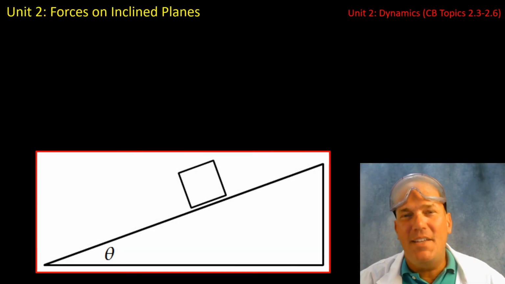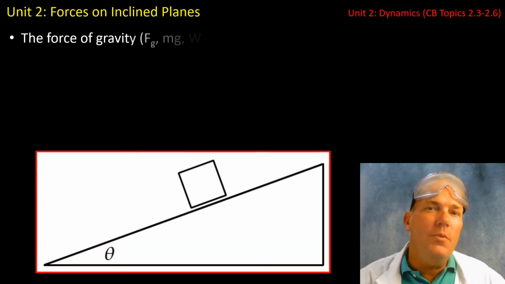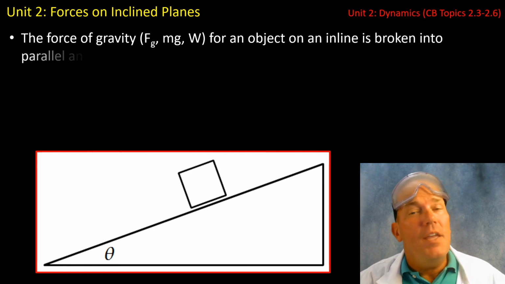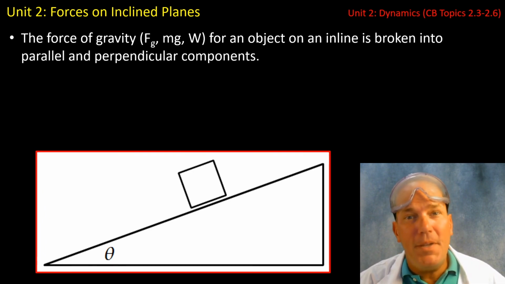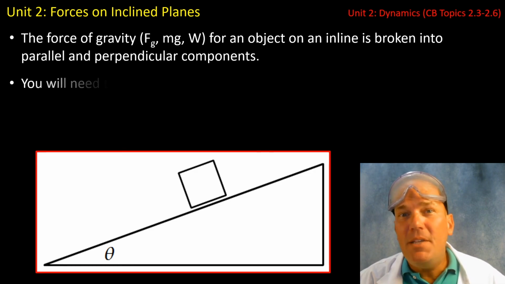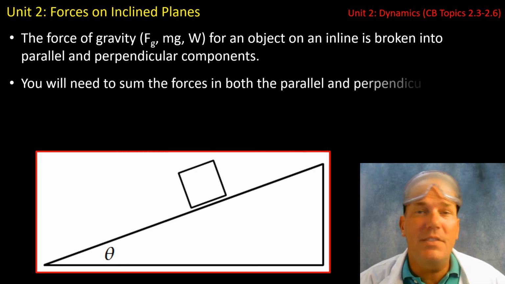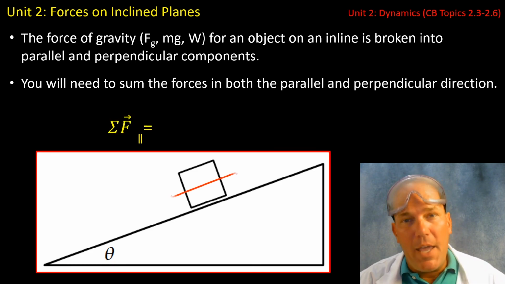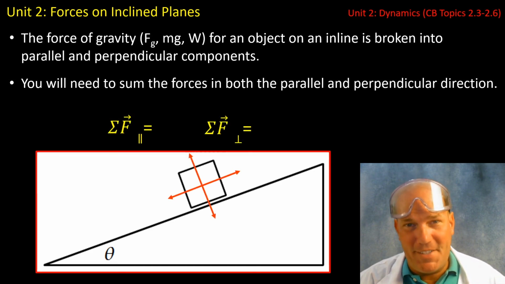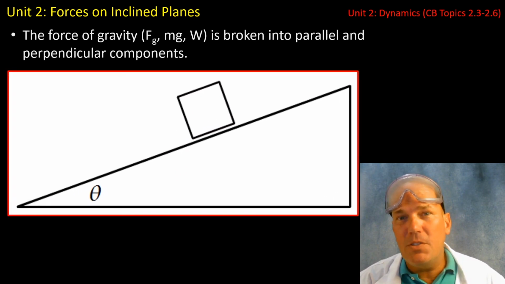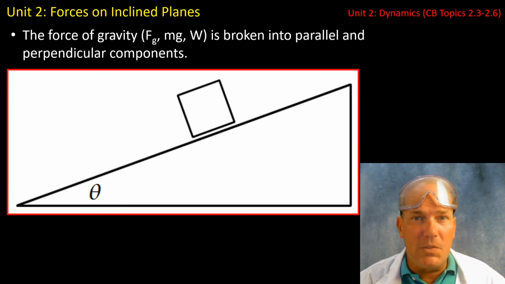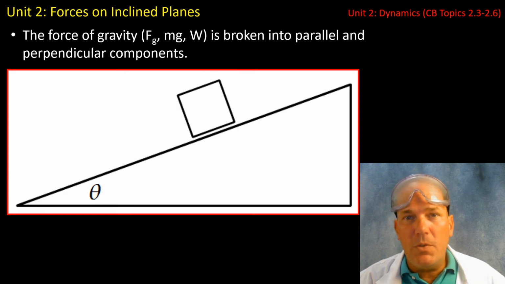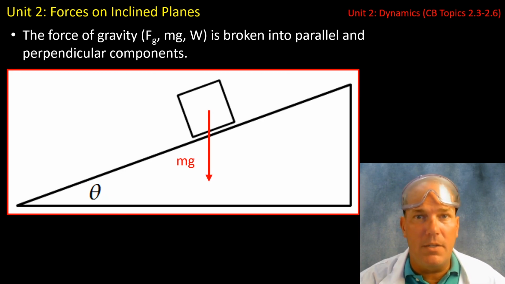When an object's on an inclined plane, we're going to need to resolve the force of gravity into both parallel and perpendicular directions, which means we're also going to need to sum the forces in both the parallel and perpendicular direction. Now I want to take a closer look here at these forces. So we have the downward force of the Earth on the object. Now, regardless of whether it's on an incline or not, that force is straight down toward planet Earth.